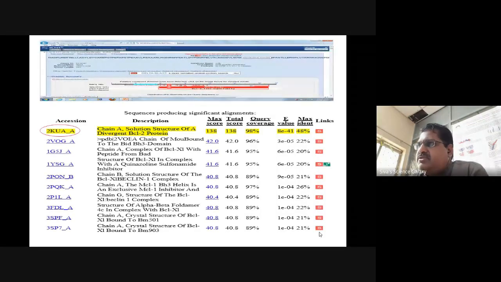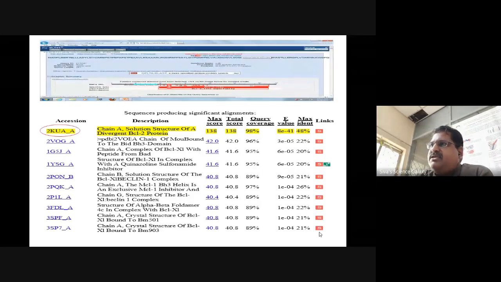So now you have to select the appropriate template. You can select on the basis of the total score, the query coverage, the e-value, and the identity. The e-value should be very low, and the query coverage should be more than 90%. The identity should be higher. The higher the score, the better. So on the basis of the score and other parameters, you can select the template.